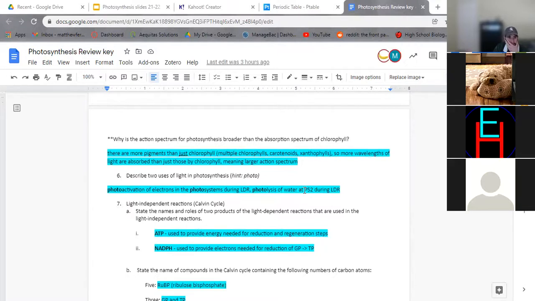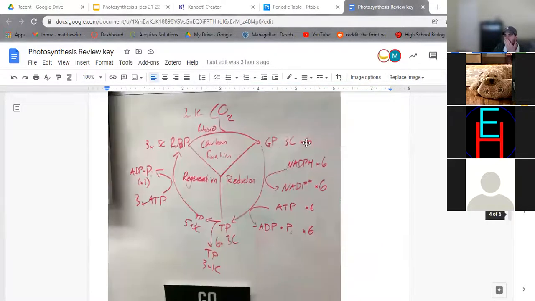Anything else, folks? I have a question going back to the Calvin cycle. I know that ATP in the regeneration phase changes TP into RuBP, but how? Do we need to know how it does it, or that it just does it? No, don't worry about how. That's college-level biochemistry.